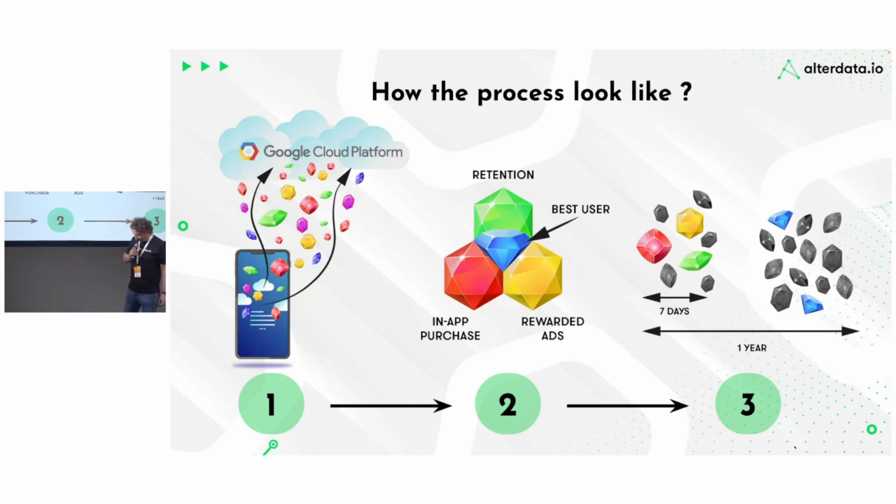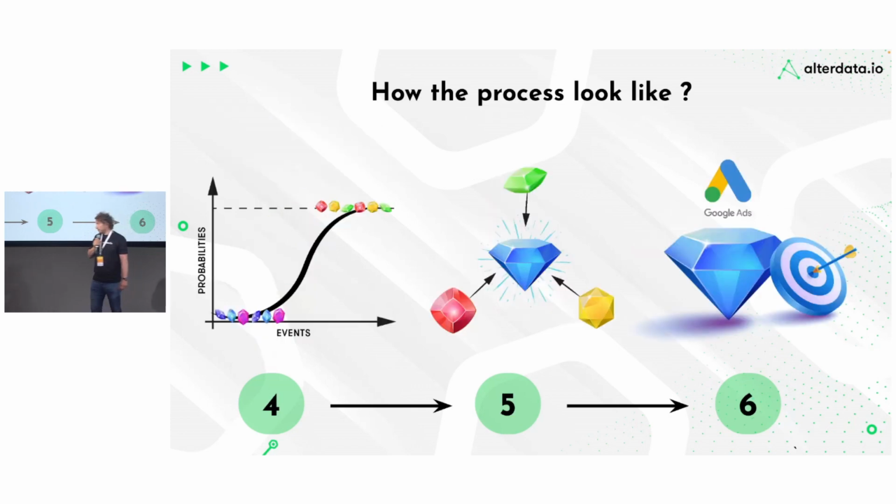The third step was another definition. We needed to define two time frames. The first one is the time that we collect those dedicated events, and we will in the future correlate them with the results. And the second time frame is the time that we are looking for those retention, in-app purchase, or rewarded videos, or whatever we are interested in.